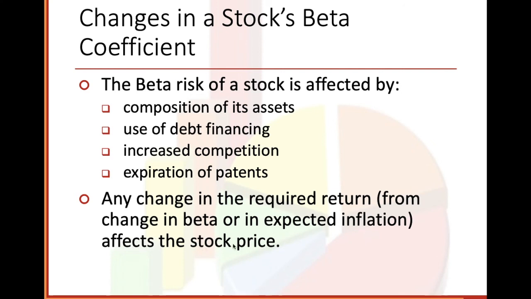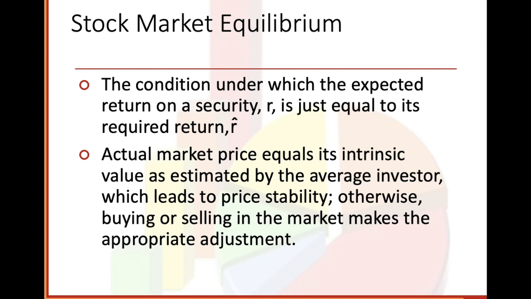Stock market equilibrium: the condition under which the expected return on a security, R, is just equal to its required return. Actual market price equals its intrinsic value as estimated by the average investor, which leads to price stability. Otherwise, buying or selling in the market makes the appropriate adjustments. And that's the thing, there's a market equilibrium that typically happens. There's always a balancing out that occurs.